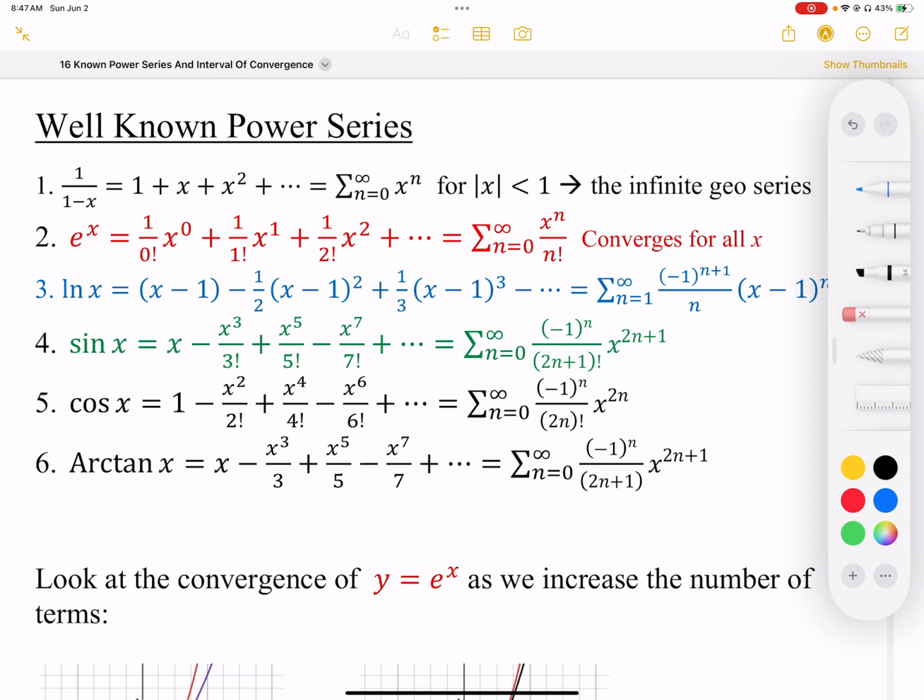And cosine is an even function, has even symmetry, so it just uses the even powers. It's very similar to the sine x function. And then lastly, I have arctan, and arctan is not as common, but arctan looks very similar to the sine function, but note the difference in that arctan uses that harmonic series in the denominator instead of a factorial series.